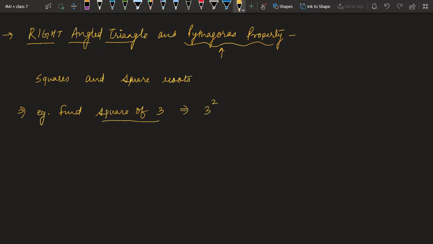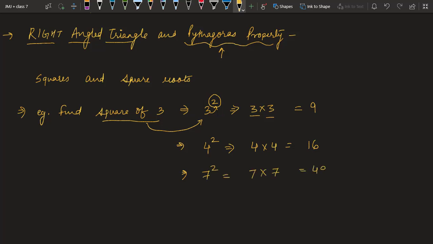Square of 3 can be written as 3 power 2, and that means 3 into 3. So 3 power 2 means you have to multiply 3 how many times? 2 times, and the answer is 9. Similarly, if anyone says find the square of 4, you will do 4 multiplied by 4 and the answer will be 16. Similarly, if we find 7 square, the answer will be 7 into 7, which is 49.